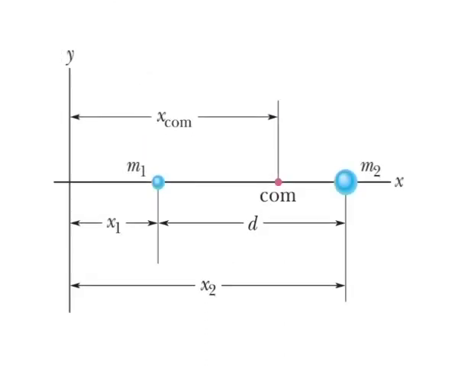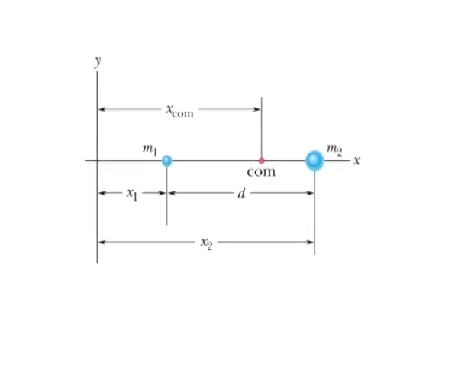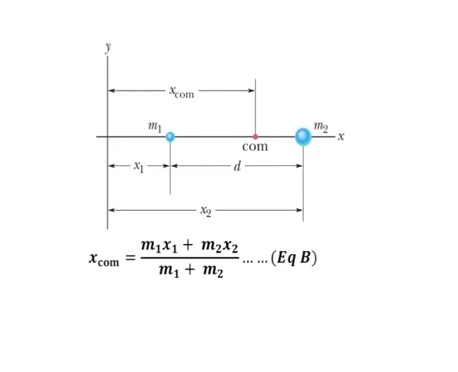Now, this figure here shows a more generalized situation in which the coordinate system has been shifted leftward. The position of the center of mass is now defined as x center of mass is equal to m1 into x1 plus m2 into x2 over m1 plus m2. Note that if we put x1 is equal to 0, then x2 becomes d and equation B reduces to equation A.